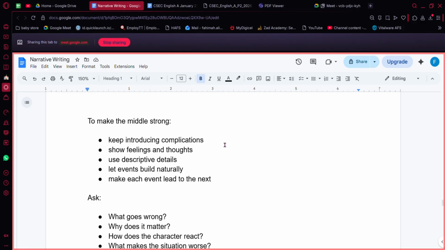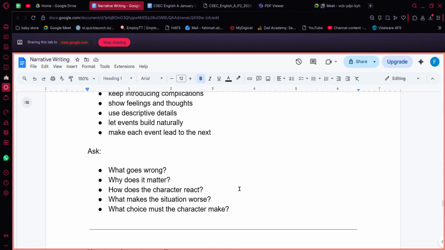Show the feelings and the thoughts of your characters. If the event happening is a robbery, let your characters express how they feel. Maybe they're feeling scared, maybe their heart is pounding. Things like that would take up your words. It would also make it more suspenseful, and your readers would also feel the emotions of your characters. Use descriptive details. So describe what is going on. Use adjectives. Let events build naturally. Make each event lead to the next event. So show the connections and the linkages between the events.